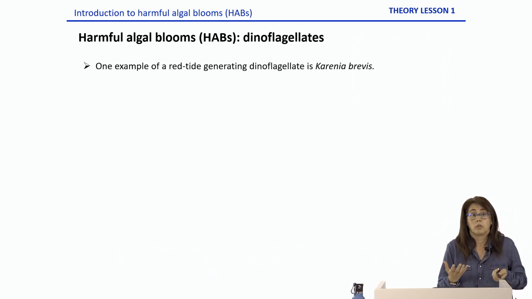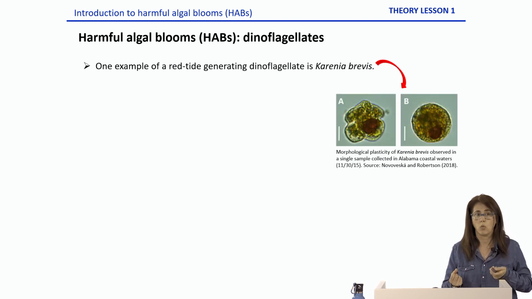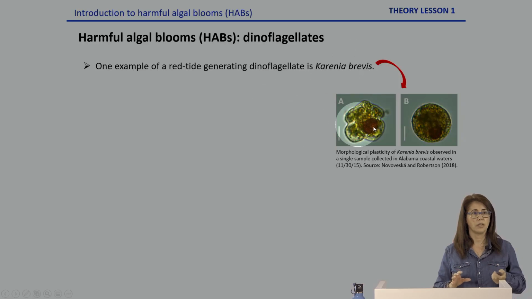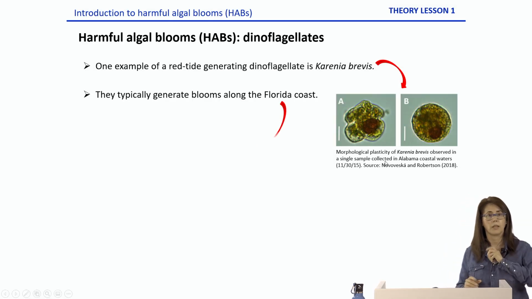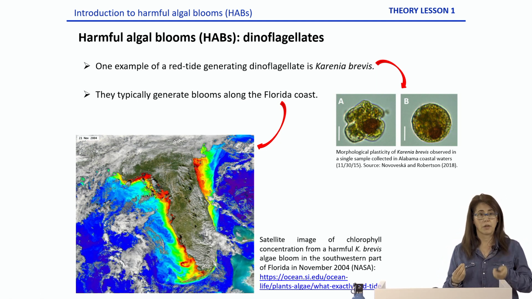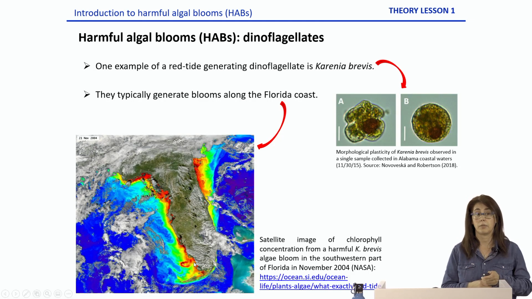One example of a red tide generating dinoflagellate is Karenia brevis. We will talk a lot about Karenia brevis, which is this one that you can see here in these images. Karenia brevis typically generate blooms along the Florida coast, as you can see here in this remote sensing image. These colors indicate concentration of phytoplankton, in this case, mostly Karenia brevis.